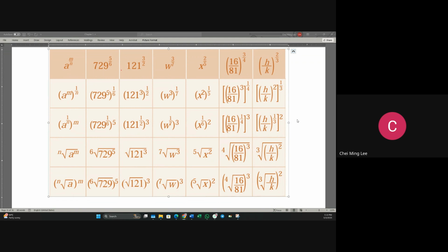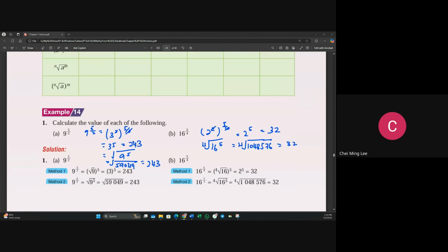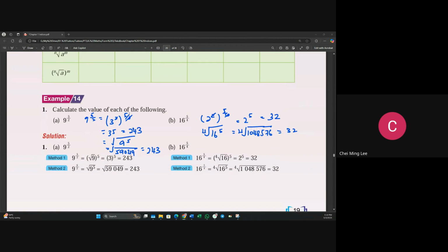Okay, done? Correct? All right, so let's see the next one. All right, now let's see this. Calculate the value for each of the following. So now 9 to the power of 5 over 2.